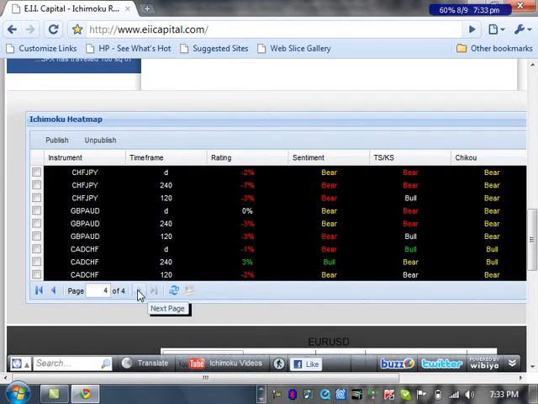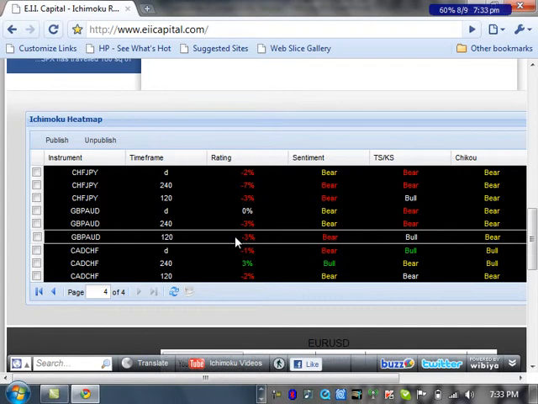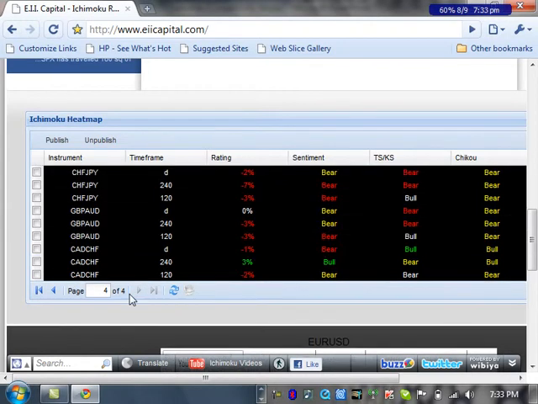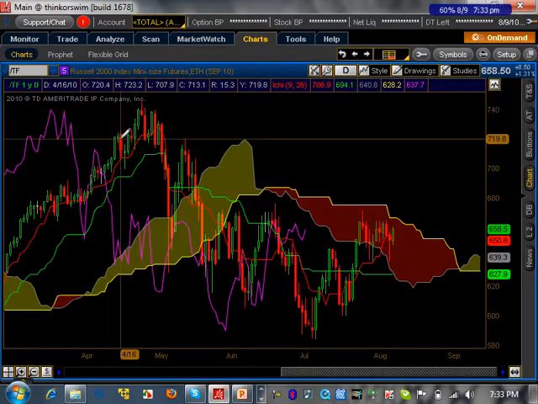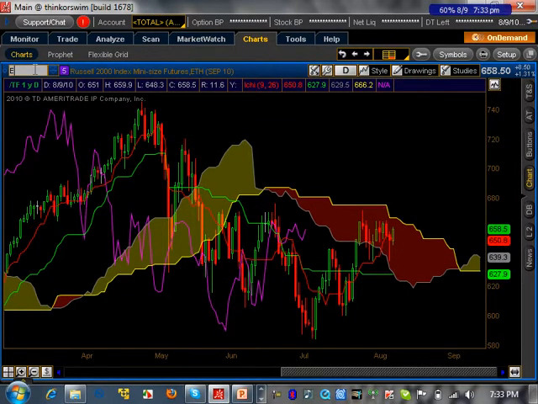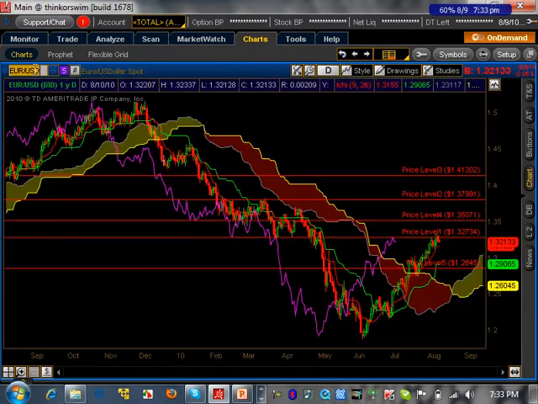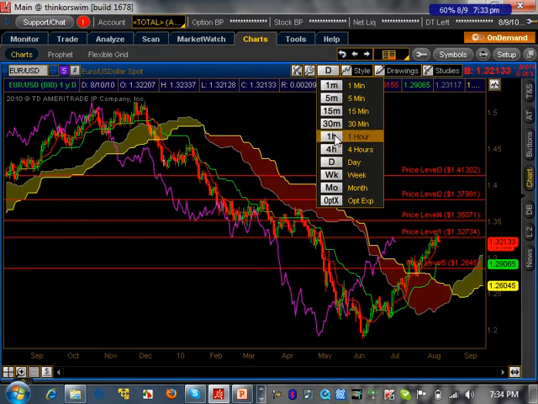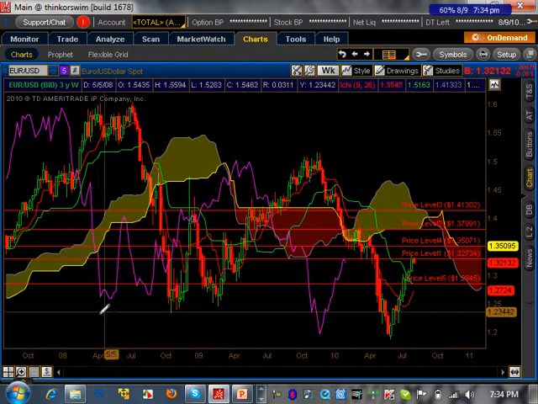If we keep flipping through, Canadian Swiss, there's nothing there. Nothing here at all. So let's go straight to our charts and look at the Euro USD, and then look at the CAD yen. If we go look at the Euro USD, we always start off with a weekly time frame.